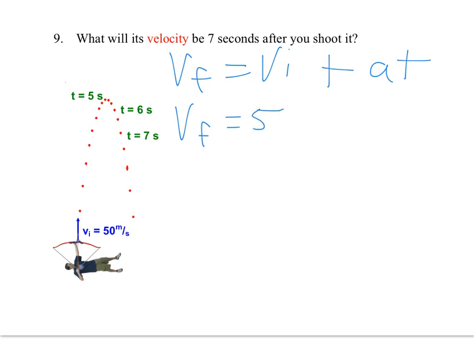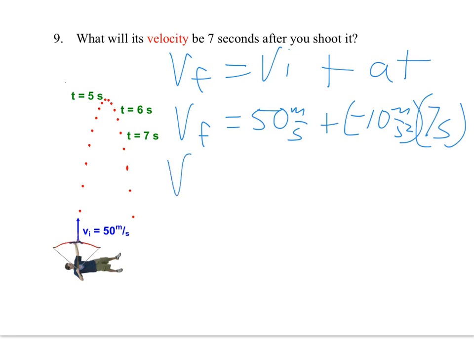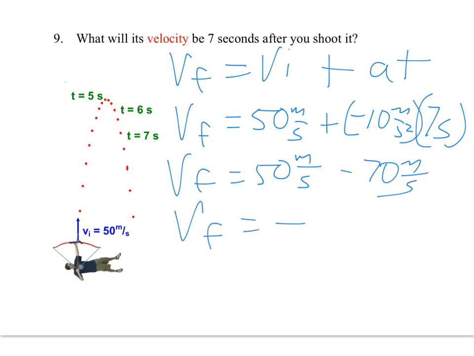When we shoot it up at 50 meters per second, and the whole reason it comes back down at all is because gravity brings it back down by causing it to accelerate at 10 meters per second squared and down, which we show with a negative sign. So 7 seconds into the trip. Okay, so I'm just subbing in for that time of 7 seconds. V final equals 50 meters per second minus 10 times 7, so that's 70 meters per second. So V final equals negative 20 meters per second.